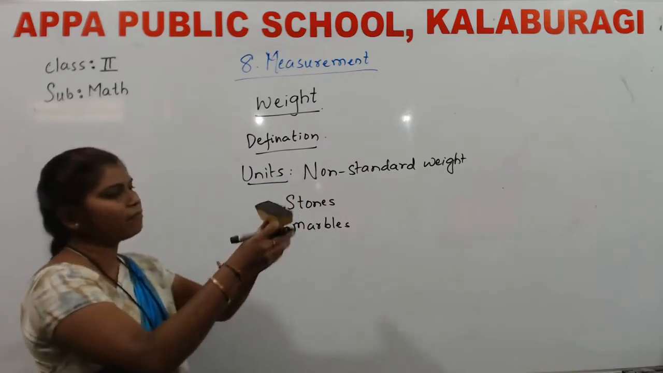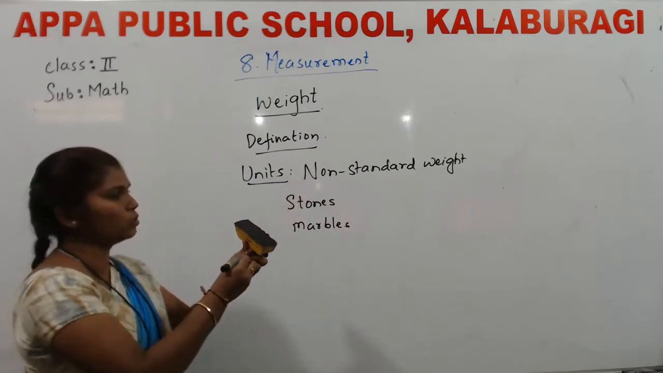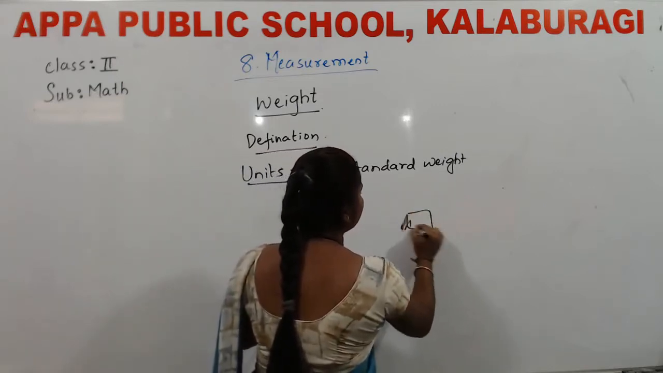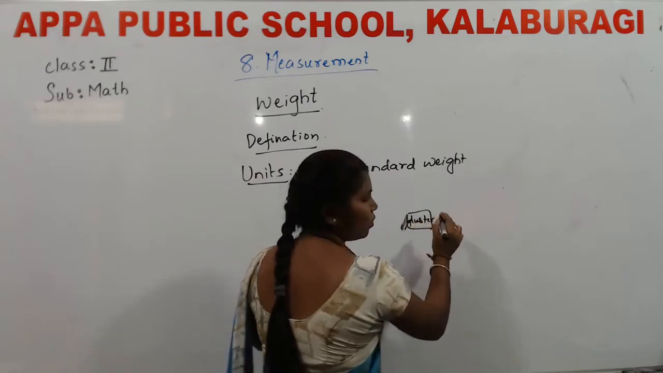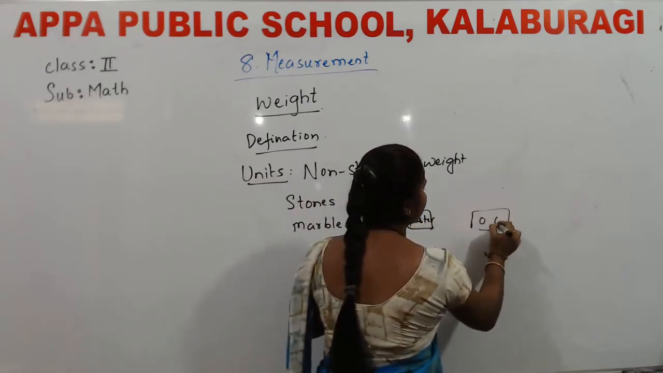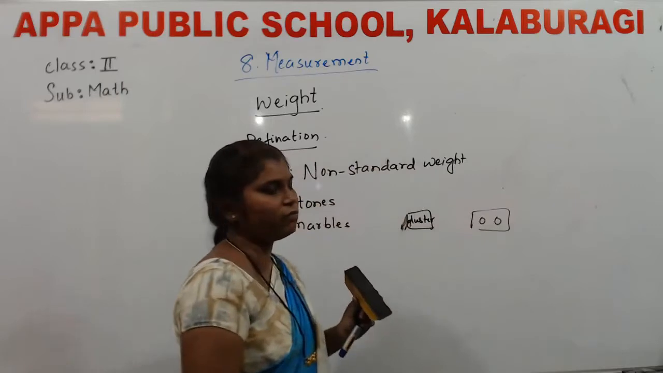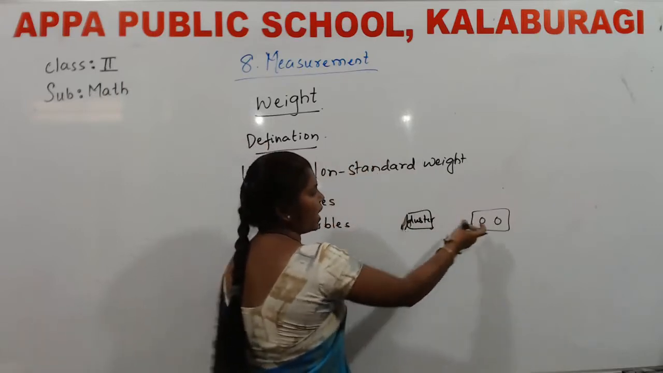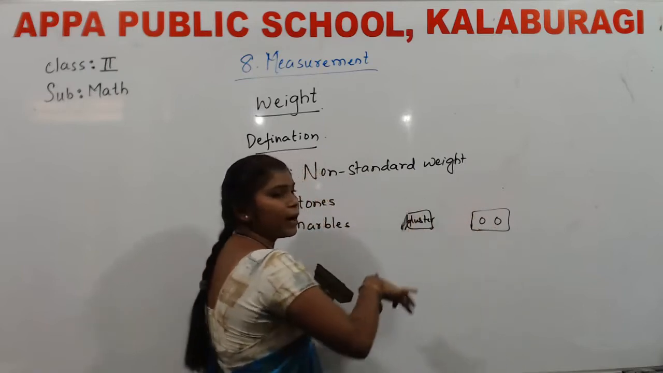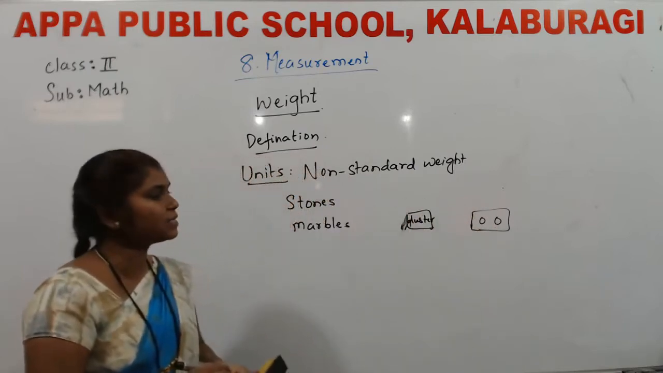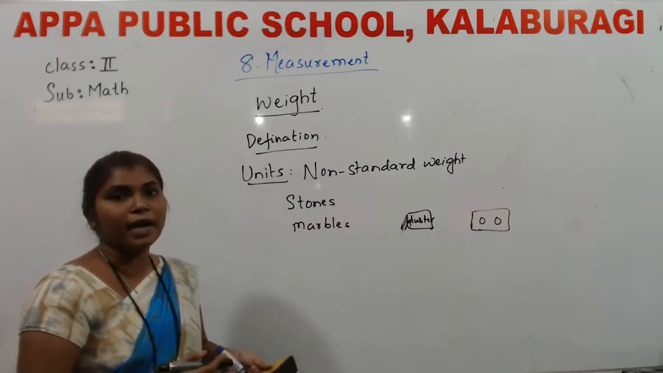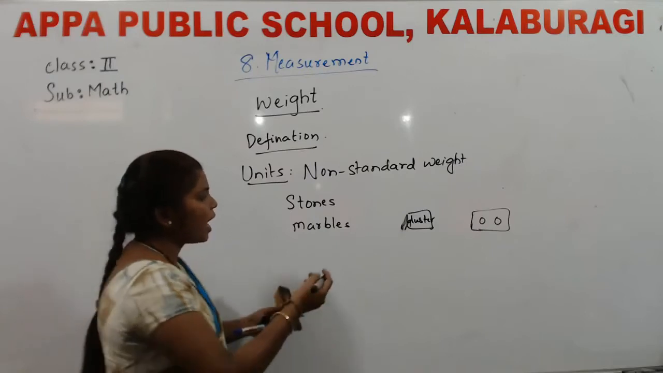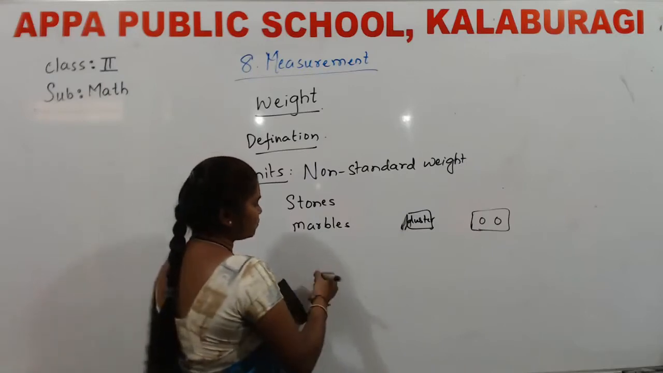Now I say I have got one duster. Now I put 2 stones. This is my duster. If I put 2 stones, both are balanced. Now I said the duster is equal to 2 stones, but I don't know the exact scale of the stones.